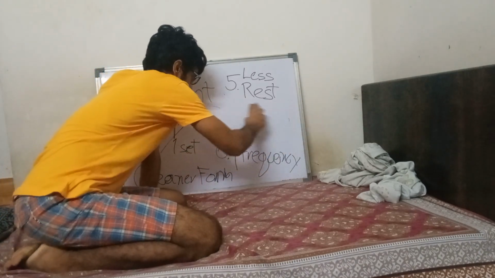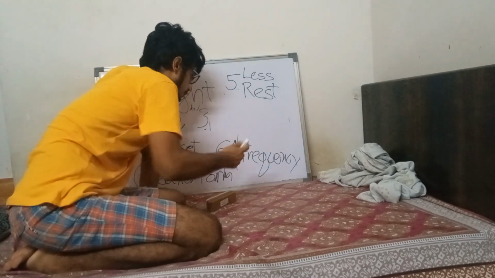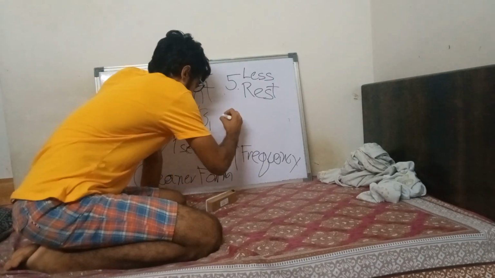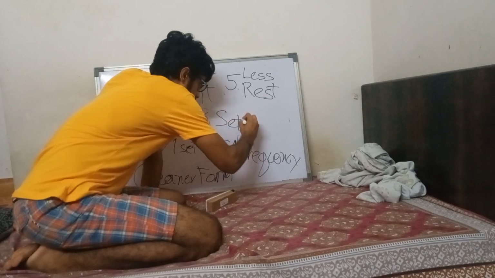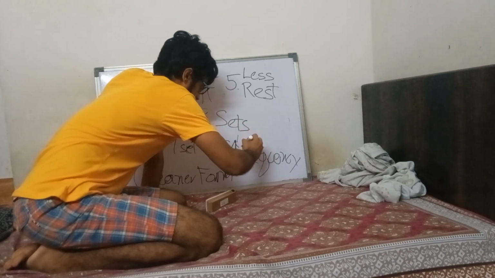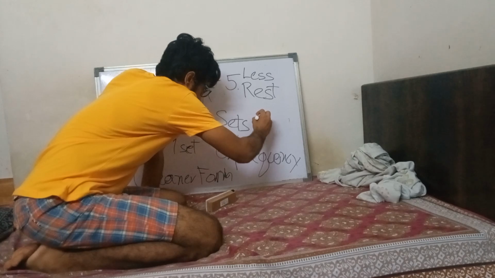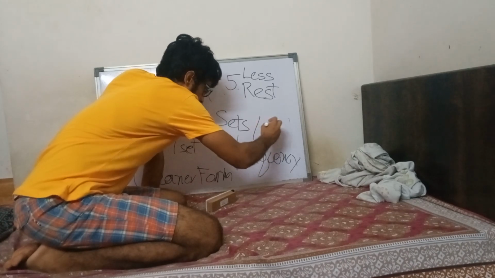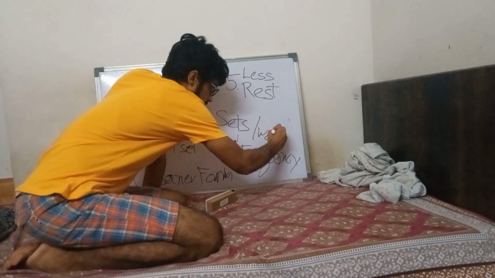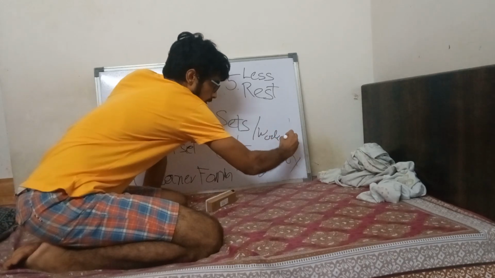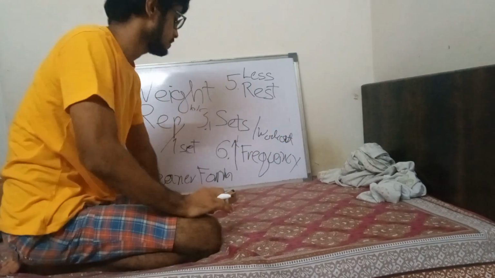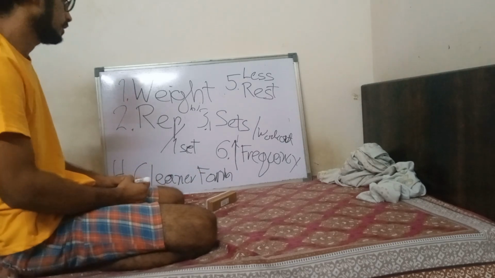So the third most effective form of progressive overload is to increase the number of sets of that exercise within the same time, or even within the same workout. More sets per workout of the exercise is the third most effective form of progressive overload.